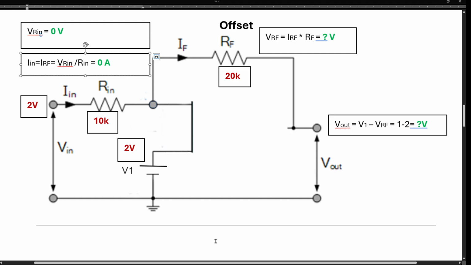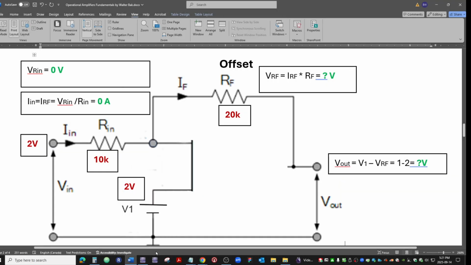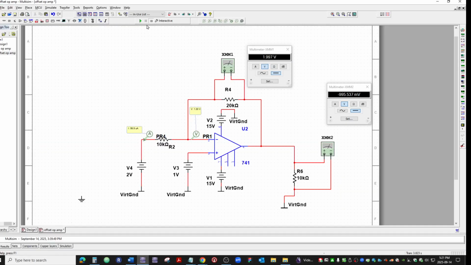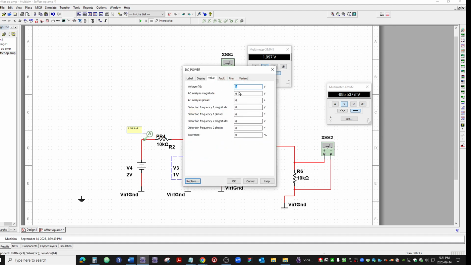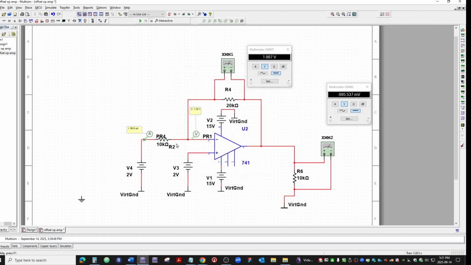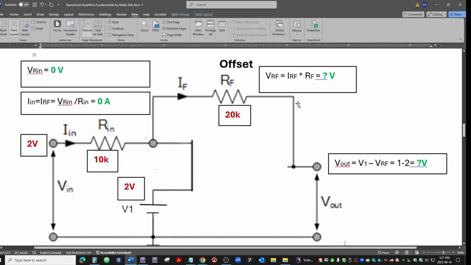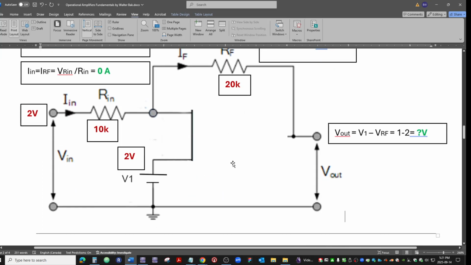Let's check it out. Multisim, stop that here. Let's change that into 2 volts. Press play. Ooh, 2 volts here on the output. Cool, eh? All right. Let's see what we get if we get the current to flow the other way.